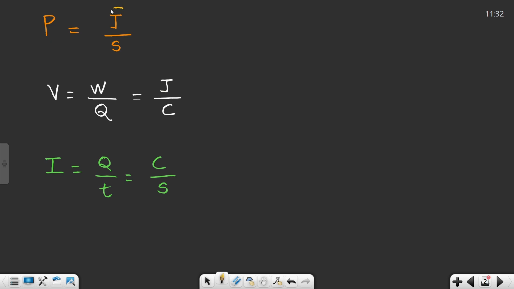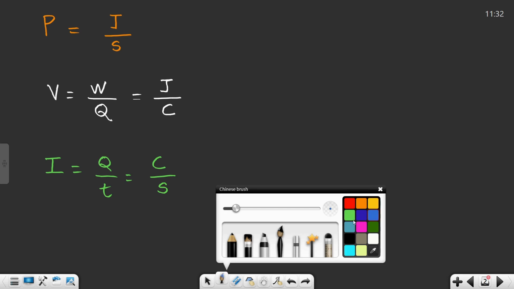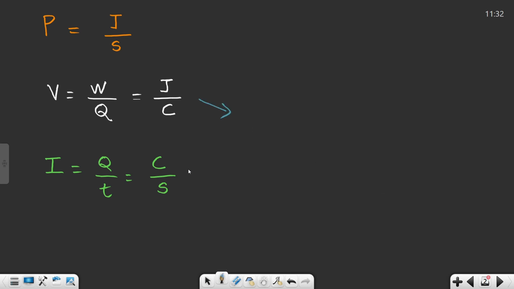In power we have joules at the numerator, and in voltage we have joules at the numerator. For power we have seconds in the denominator, and for current we have seconds in its denominator. So what if I multiply joules per coulomb into coulombs per second? You can clearly see they both get cancelled, and what we essentially get is joules per second. So what is your conclusion based upon that?